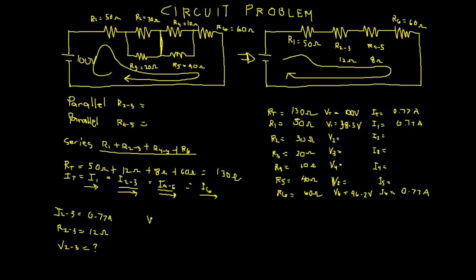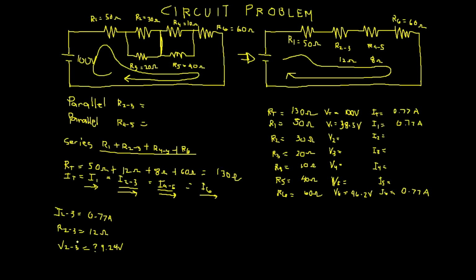So, ang formula is V2-3 equals I times R. So, of course, I2-3 times R2-3. So, ang I2-3 natin is 0.77 ampere multiply kay R2-3 na 12 ohms. So, ang V2-3 natin is 9.24 volts. So, 9.24 volts. So, ito yung V2-3 natin. So, sulat natin yan kasi yan ay mahalaga.